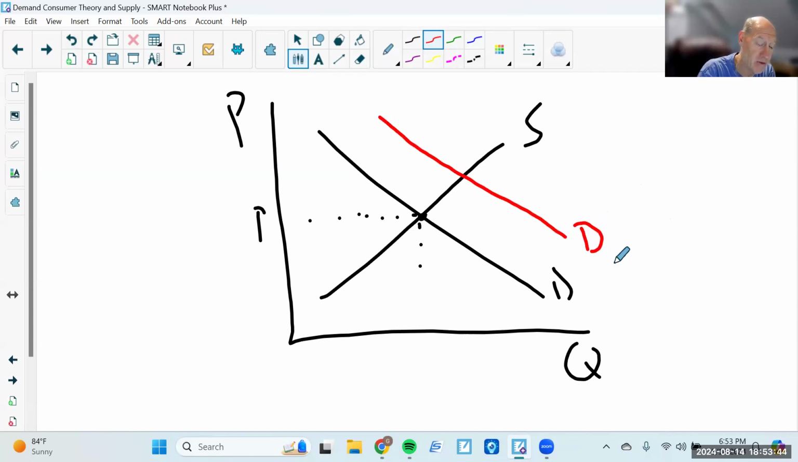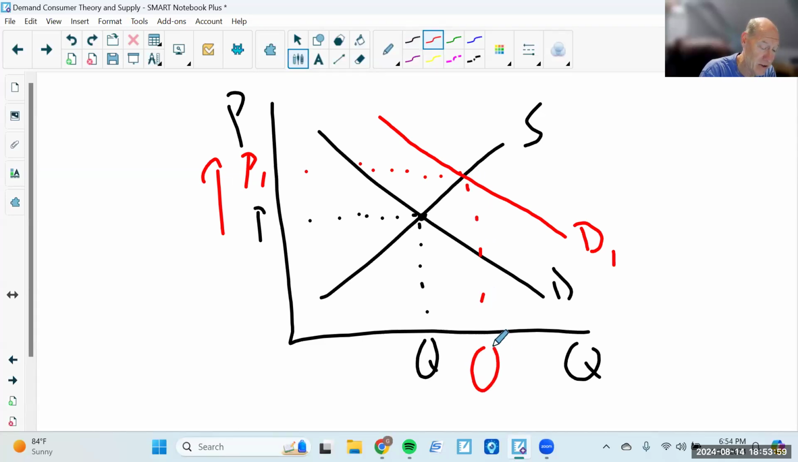It's going to cause the demand curve to shift to the right, and the equilibrium price is now going to be higher. When population goes up, price goes up, and the quantity then increases. Notice what I did here. I drew my new dot to P1, and I showed the increase in price. I didn't necessarily have to show the quantity there. But the increase in demand caused price to increase and quantity to increase from Q to Q1.